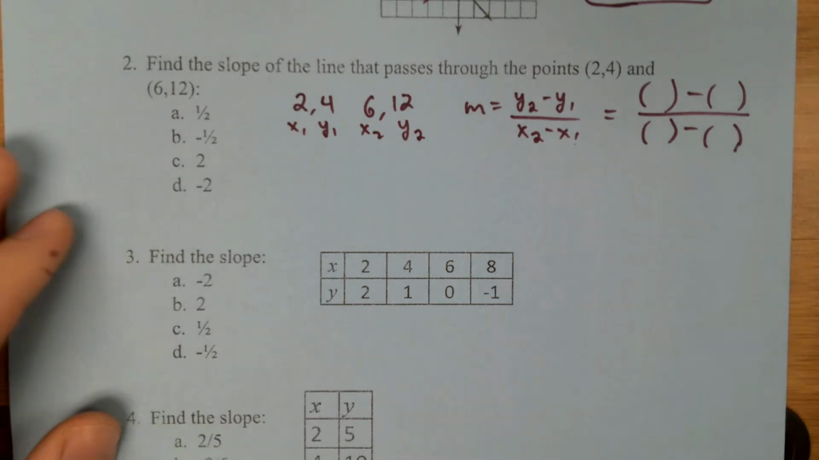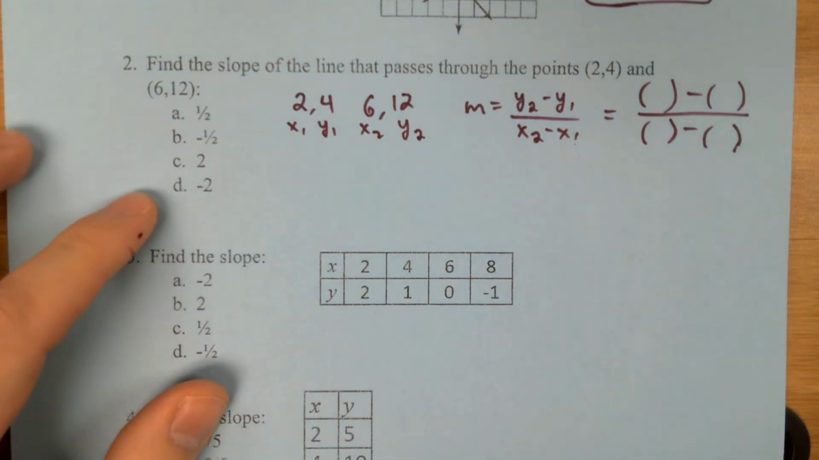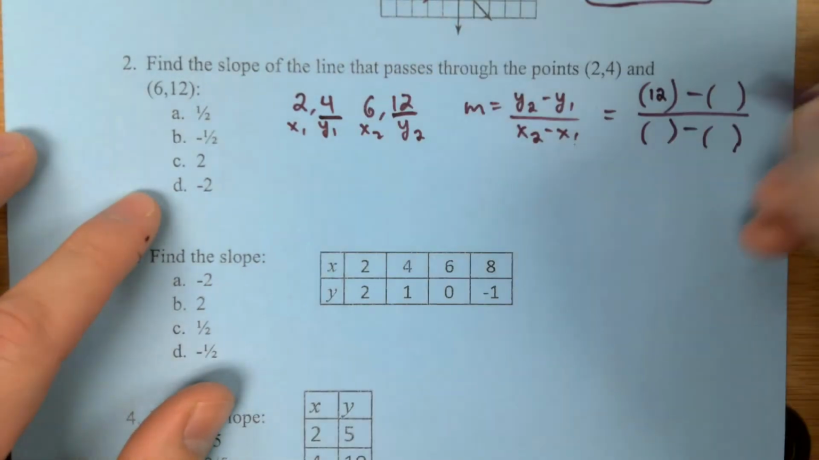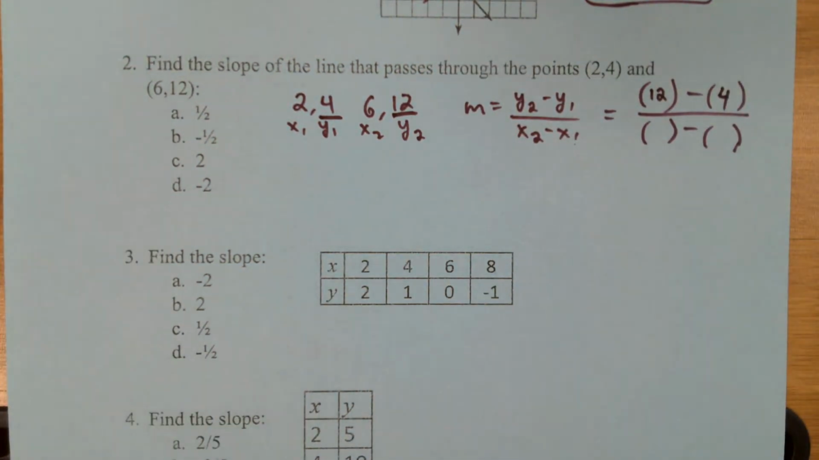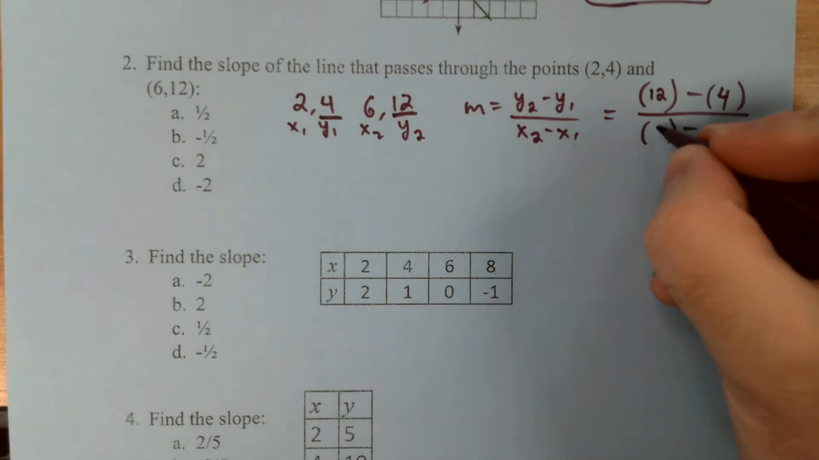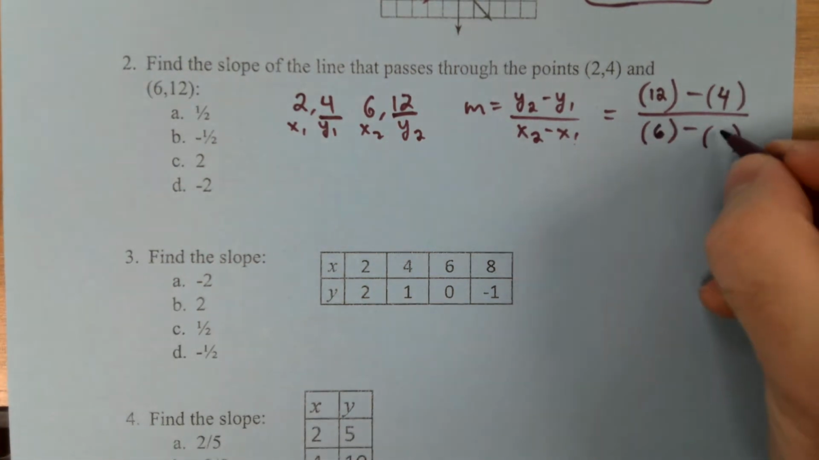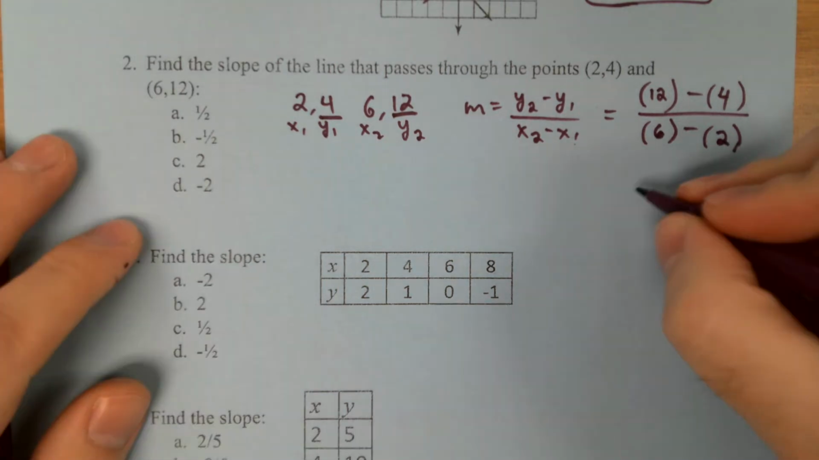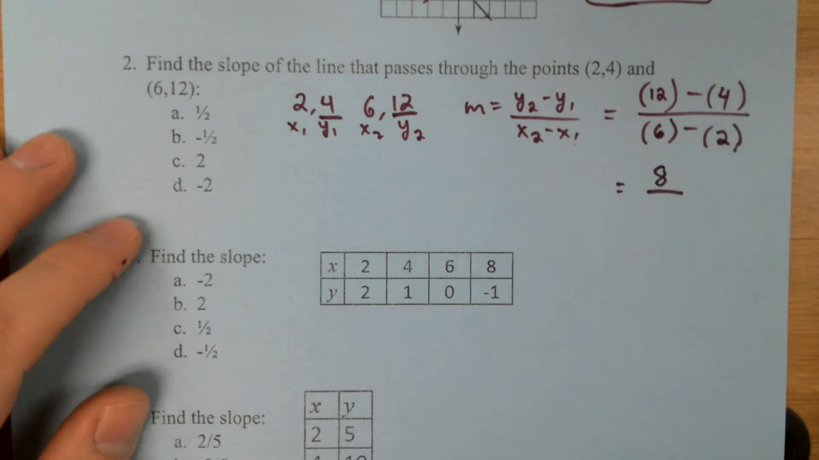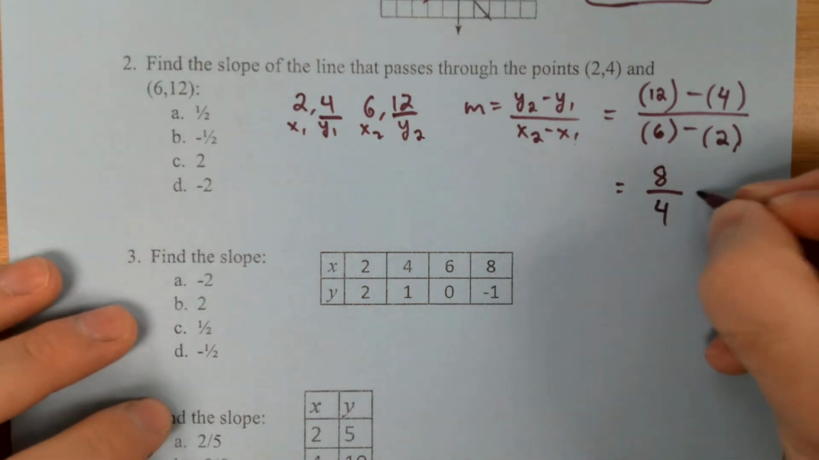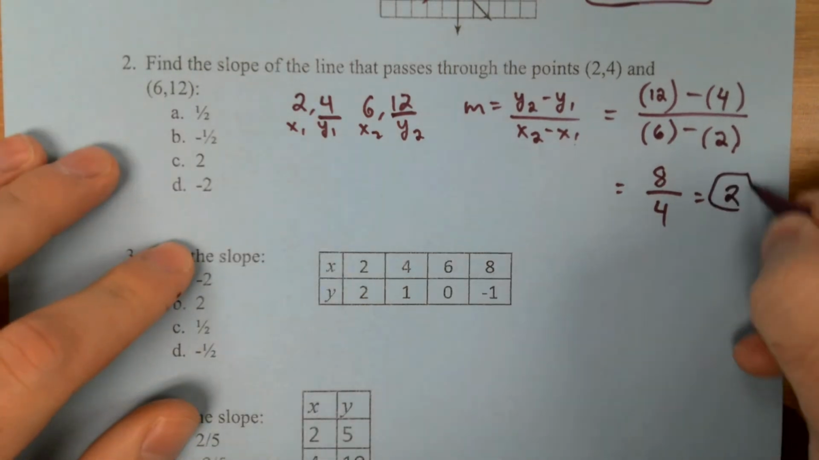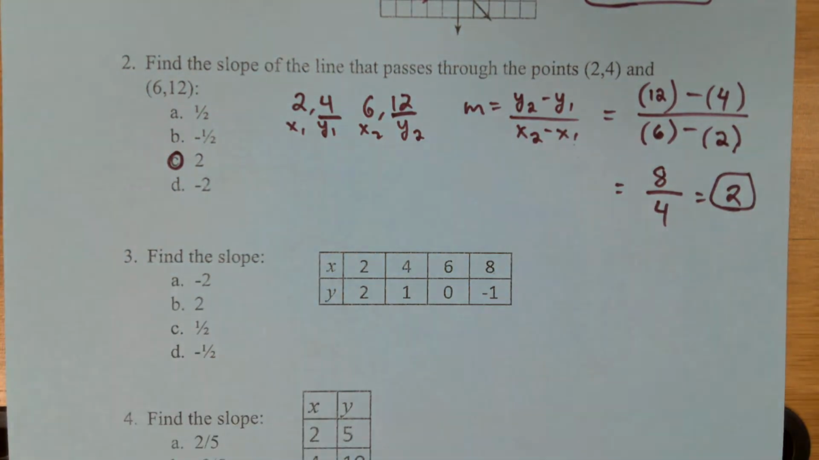Okay. So we're going to plug in our numbers here. That should be plenty of time for you to copy this down. We're going to plug in y2, which is 12, minus y1, which is 4. Then we'll do x2, which is 6, minus x1, which is 2. On the top we've got 12 minus 4, that gives us 8. On the bottom we got 6 minus 2, that gives us 4. What does 8 over 4 simplify to, folks? Positive 2. That's exactly right. So our answer here is C, positive 2.